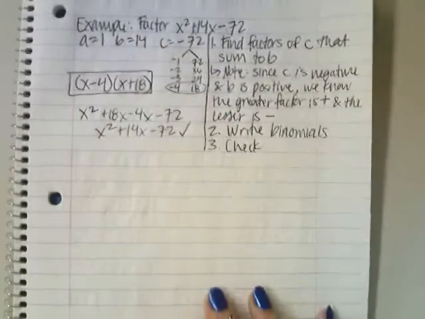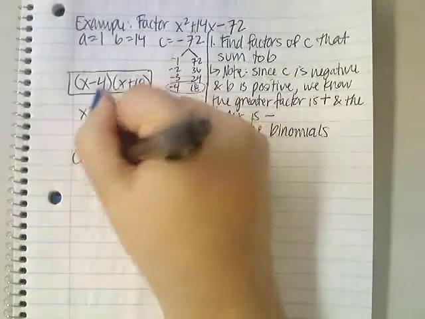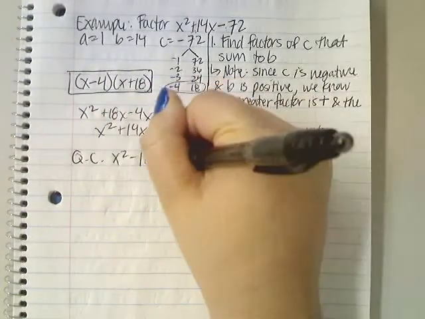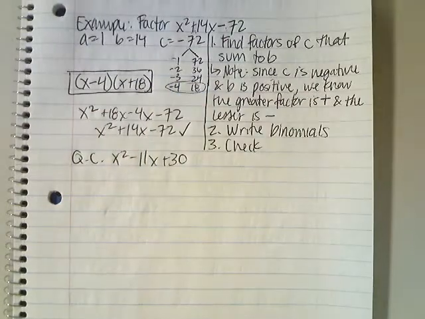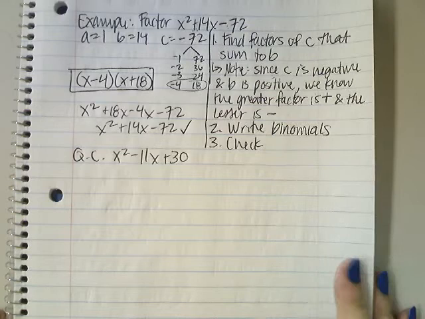That checks out, so I have correctly factored that problem. All right, make sure you write down any questions on that, but we're going to do a quick check together. So I have x squared minus 11x plus 30. So I want you to try to reason through that one on your own. Pause it, give it a shot. I'm going to go over it now.